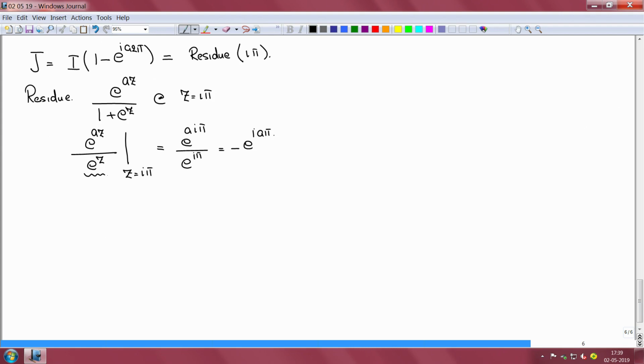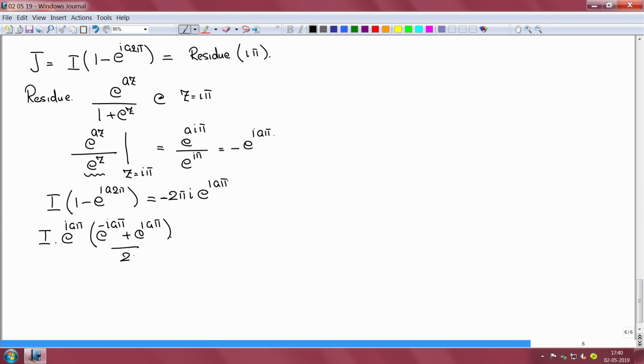Okay. So, now what do I have? I have I into 1 minus e to the power of i a twice pi is equal to twice pi i times e to the power i a pi with a minus. Okay. So, here what do we do? I take i a pi outside, I get e to the power minus i a pi plus e to the power i a pi, okay, divide by twice i, multiply by twice i, that is equal to minus twice pi i e to the power of i a pi.